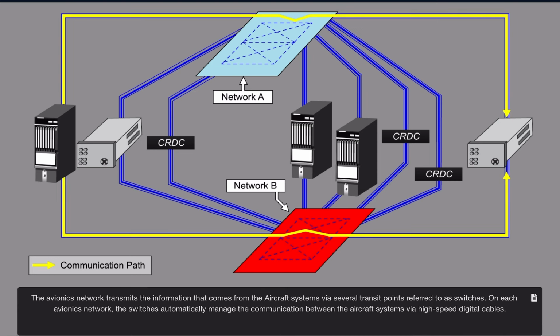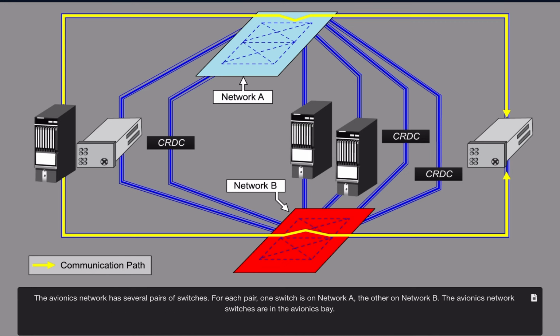The avionics network transmits the information that comes from the aircraft systems via several transit points referred to as switches. On each avionics network, the switches automatically manage the communication between the aircraft systems via high-speed digital cables. The avionics network has several pairs of switches. For each pair, one switch is on network A, the other on network B. The avionics network switches are in the avionics bay.